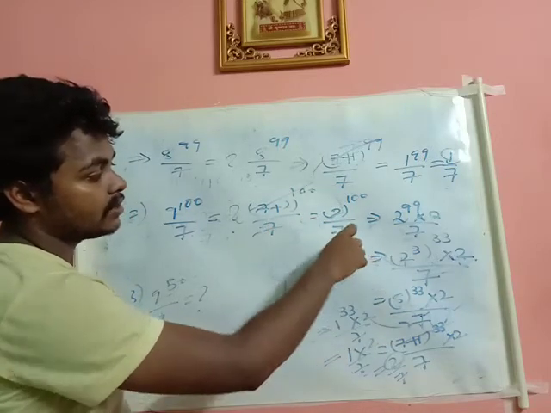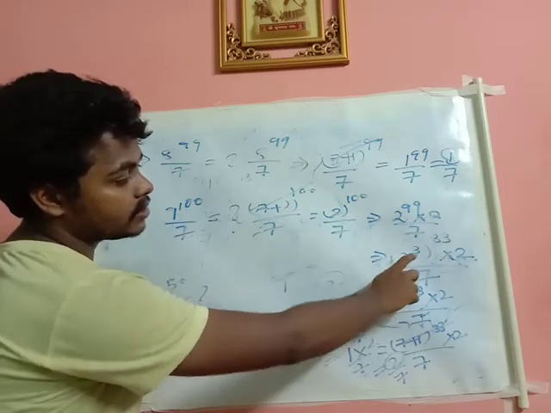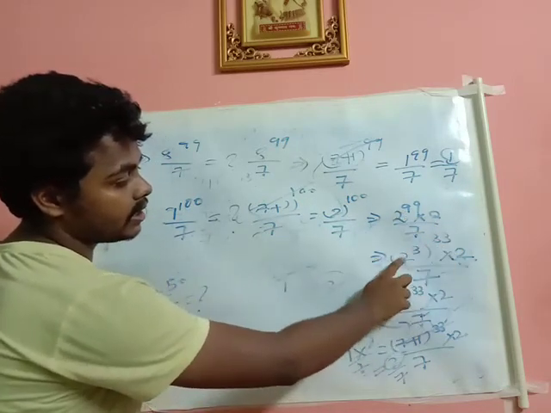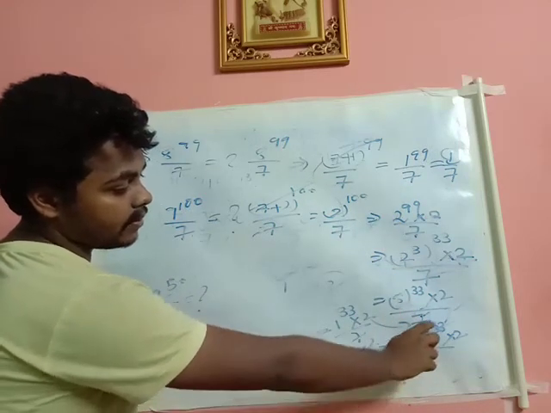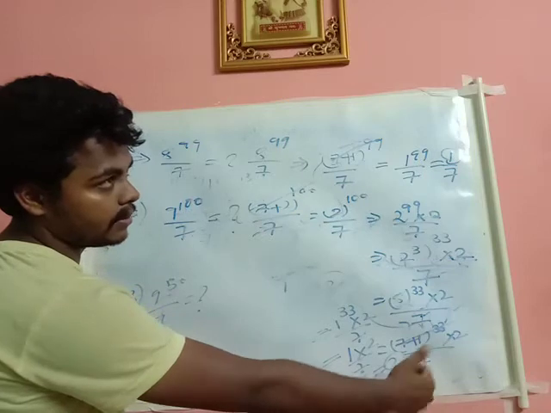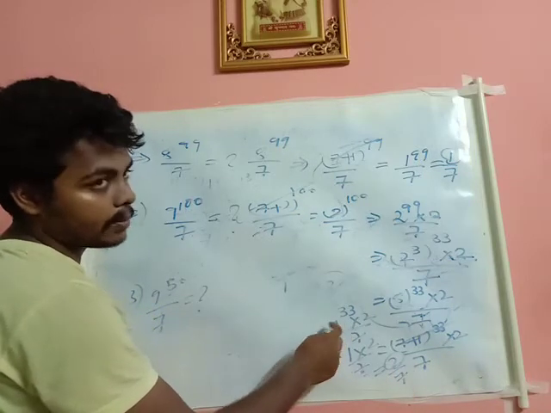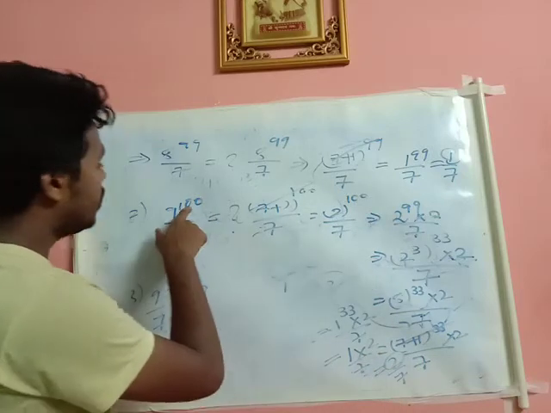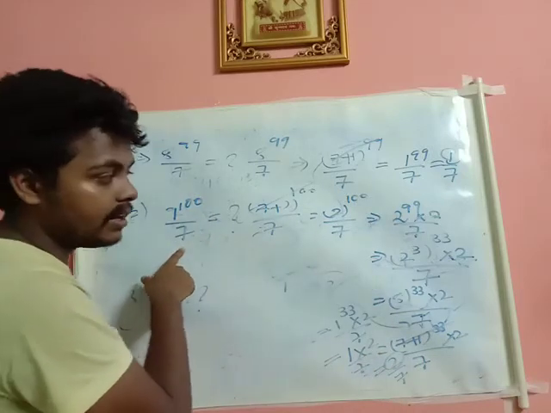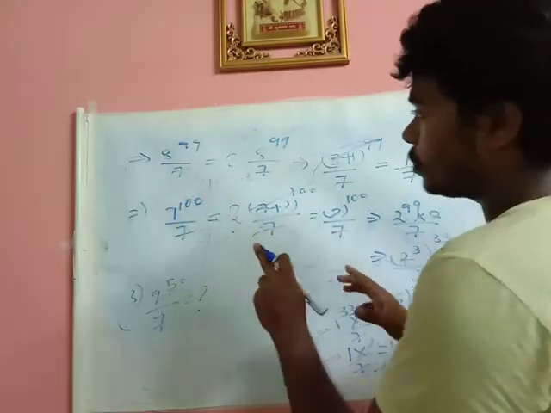So how I converted: I took 2 power 99 into 2. That 2 power 99 I wrote as (2 cube) whole to the power of 33, so that I made this as 8. So I wrote 8 as 7 plus 1. So 7 power 33 will be gone, because I am having denominator 7. So 1 power 33 into 2 by 7. 1 power 33 is 1, 1 into 2 by 7, so 2 by 7. So 2 is the remainder of 9 power 100 by 7. Right? So this is the way to convert, and this is the way to solve this.